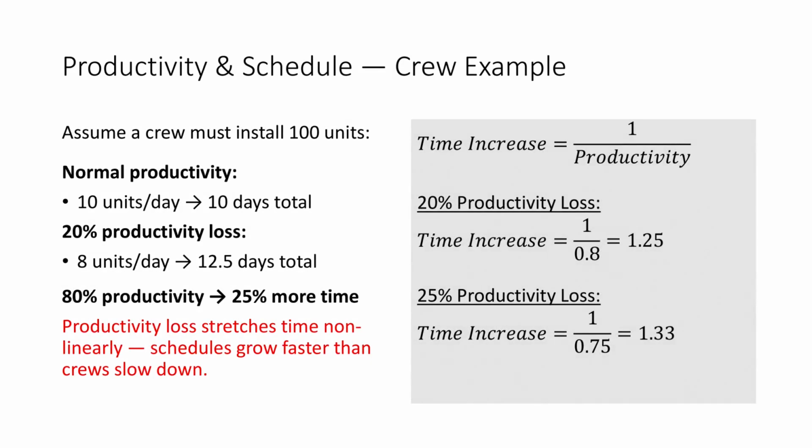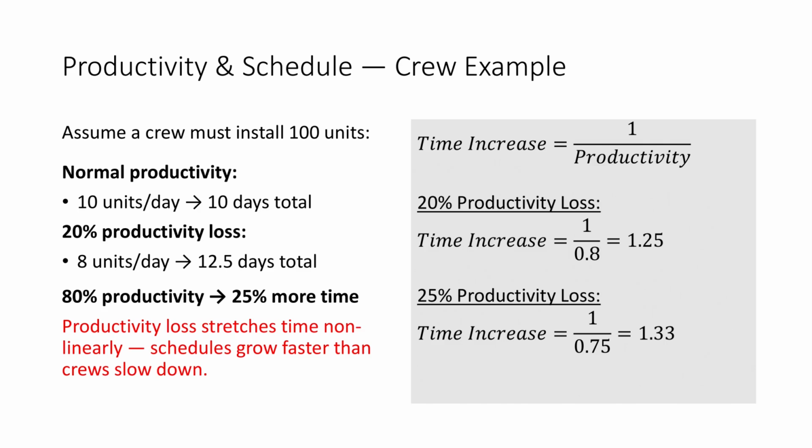In terms of productivity, and because this comes in our exercise, it refers to the number of units produced per time unit, like per day or per hour. So let's assume a crew must install 100 units over the course of the project. Normal productivity in this case, let's assume, is 10 units per day. So the crew installs 10 units per day. It will take 10 days for the crew to finish that project, which needs 100 units.